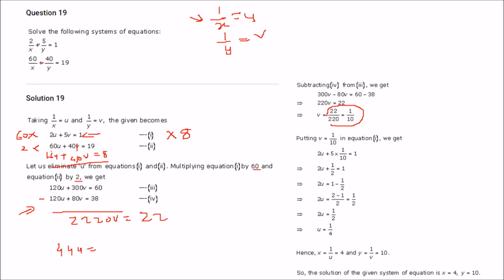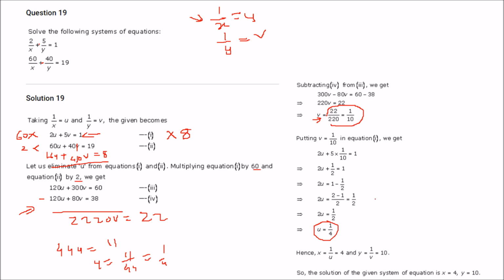See, this is what I've done. 8 twos are 16, I just place it below. Then 19 minus 8 is what? 11. So u is 11 by 44, that is 1 by 4. So you got u is 1 by 4. By this method, multiplying 1 by 60 and the other by 2, you got this one. So in both ways, whatever you do, you are going to land up with the same answer.